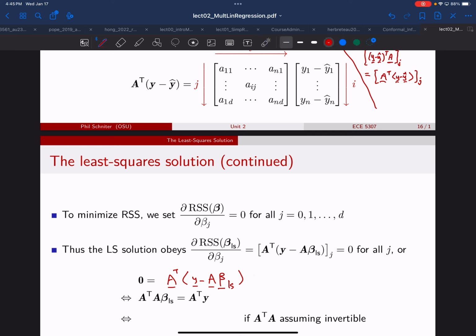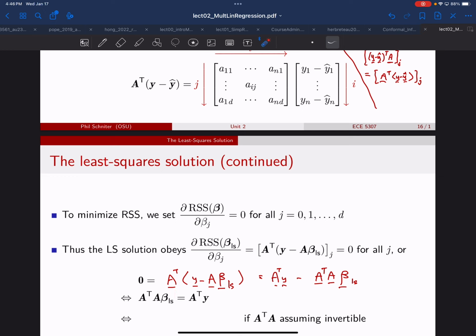If we want to expand this, we could do that. So this is like A transpose y minus the quantity A transpose A beta least squares. And now from here, we can bring this to the left side of the equation, after which we get this. And we're almost there. The last step is extracting beta from this equation.